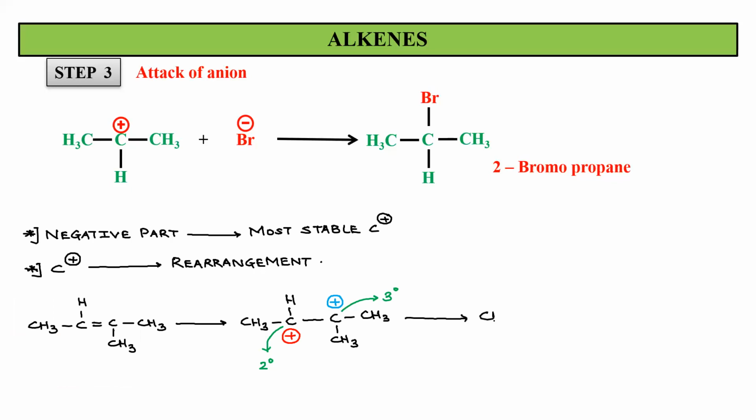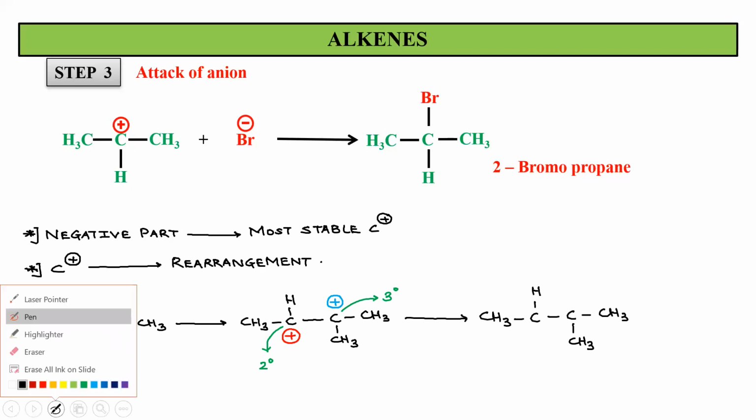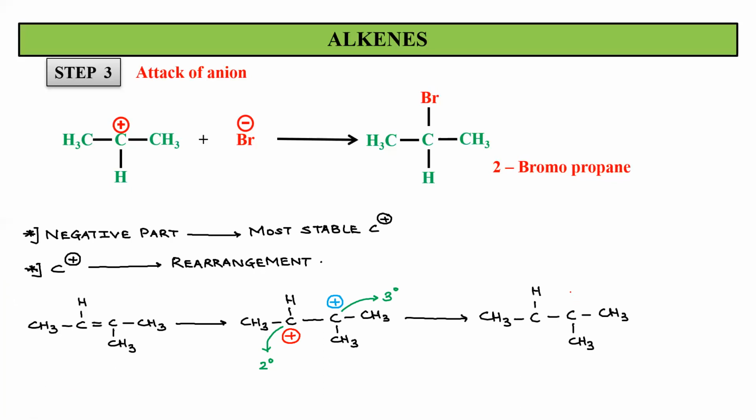What you are going to get is the compound CH3, I'm writing the same again, CH3 CH CH3, and one more CH3. This carbon is a tertiary carbon, so it would be the more stable carbocation. So what will come on it? Br will come on it, and on the other carbon H will come. So did you add H and Br across the double bond? Yes, absolutely.